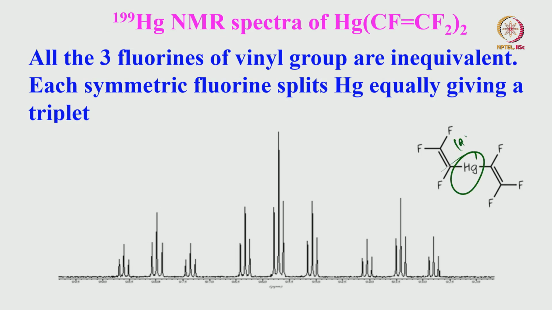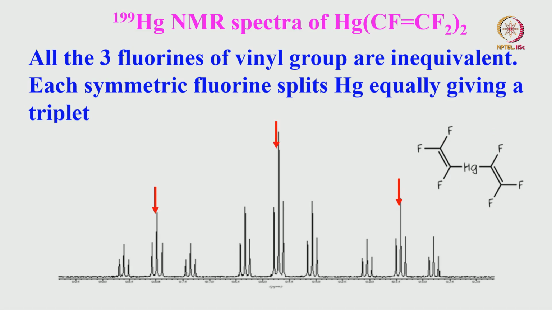Mercury-199 spectrum of this. We will discuss more about these things when we come to heteronuclear NMR spectrum analysis. Now, this is a particular molecule. There is this fluorine and this fluorine, which split this into a triplet because of equal strength. Similarly, this and this and this will split the mercury with equal strengths. All three fluorines of this vinyl group are inequivalent, but each of them is symmetric with respect to mercury. This is symmetric with respect to this, this is symmetric with respect to this, this is symmetric with respect to this. As a consequence, what you are going to see is a spectrum very easy to understand.